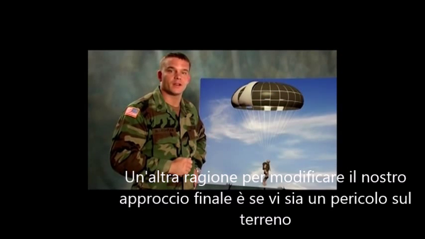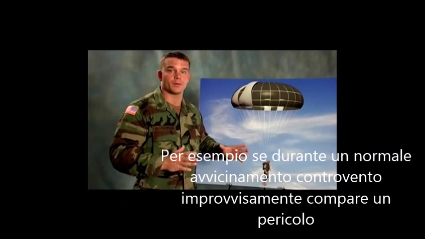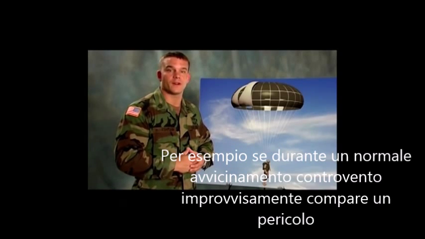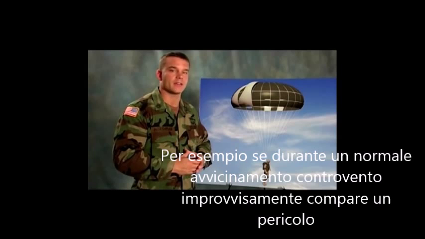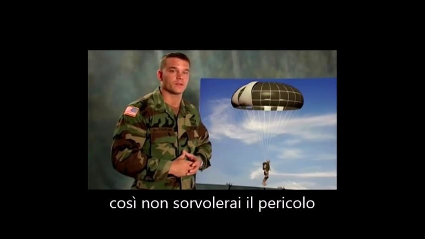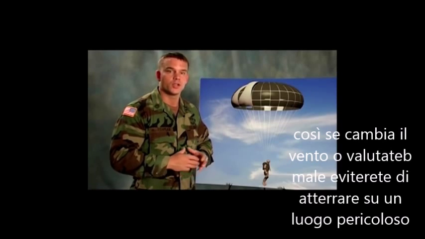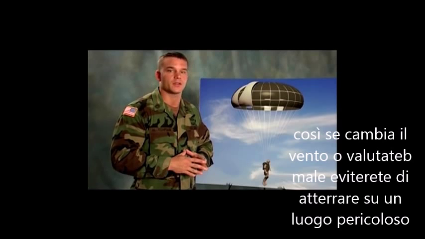Another reason to modify normal final approach procedures is if there are hazards on the ground. For example, if a normal into the wind final approach requires that you pass over hazards, it may be a good idea to plan a crabbing approach so that you won't pass over these hazards. This way, if the wind dies or if you've misjudged, you've avoided the possibility of landing on the hazards.